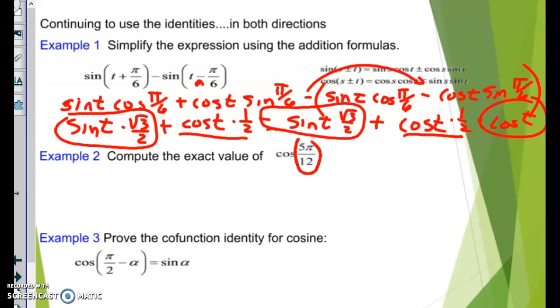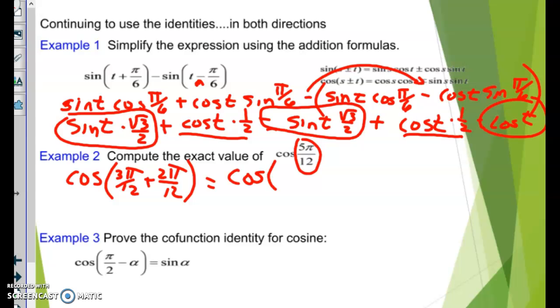So if I want to compute the cosine of 5 pi over 12, well, up until now we've known what we're splitting this into. Here, they tell us we have to figure out what to split that into. So I'm going to start out by saying cosine at 5 pi over 12 is the same thing as 3 pi over 12 plus 2 pi over 12. And I can simplify that further, making it easy to find some of these answers. This is pi over 4 and pi over 6.